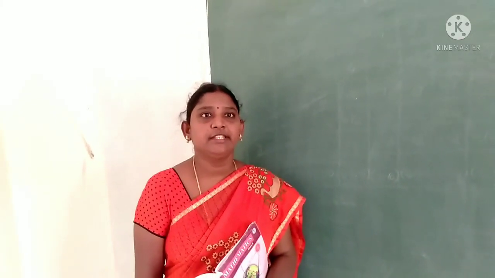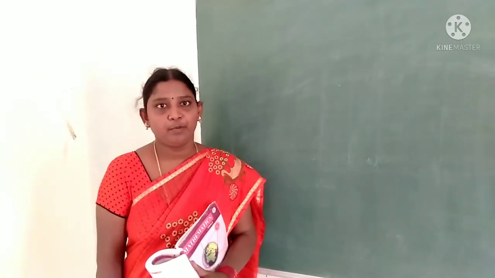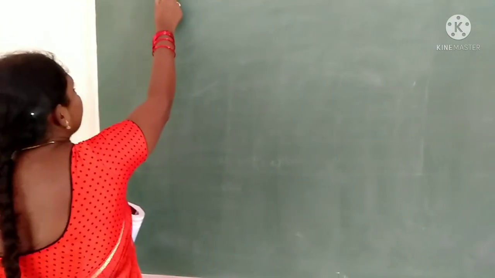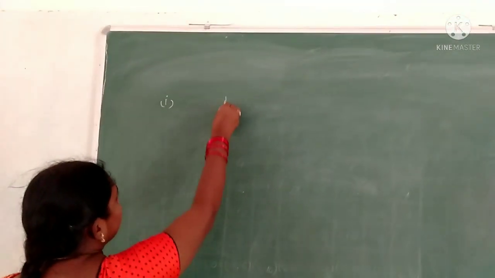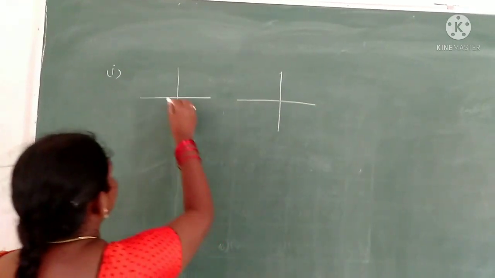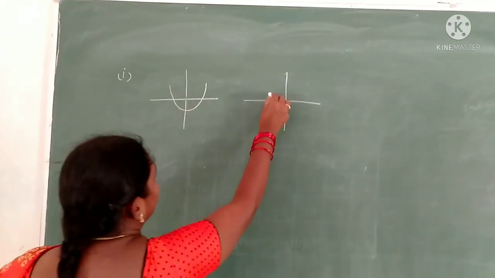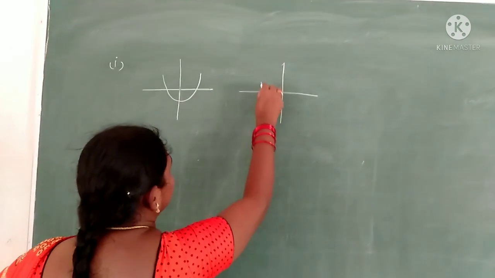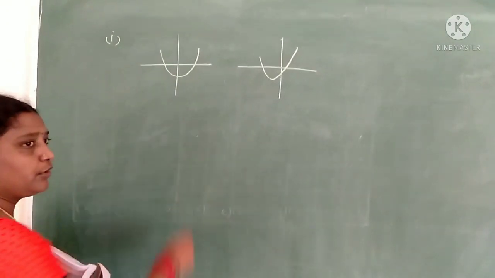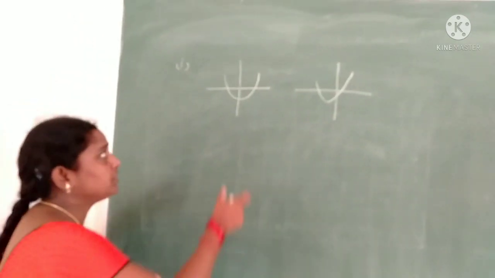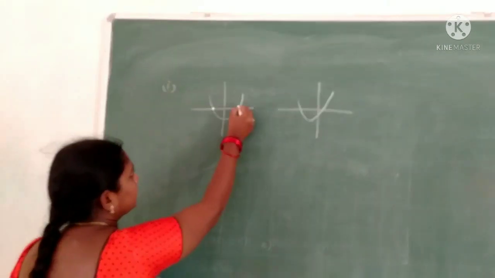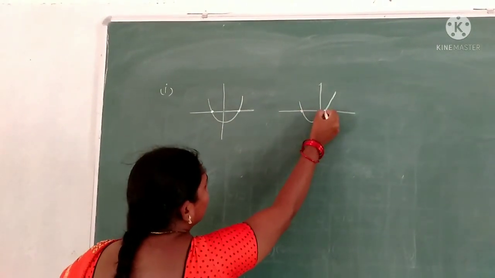We observe the graph of a quadratic polynomial. 3 cases can happen. First case, the graph cuts the x-axis at 2 points. It has 2 zeros.